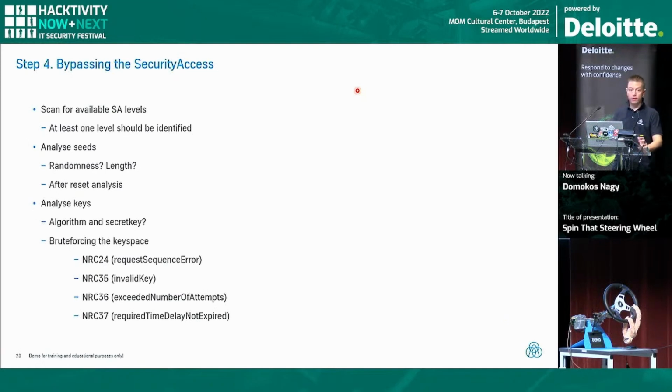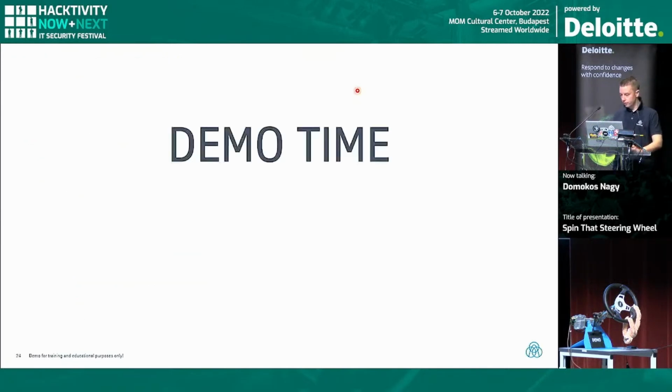So what we need to do is figure out everything about this service. Going to the live demo part, we will try to find out available security levels. We will analyze the seeds, maybe they are random or not, the length, and what the behavior is after a visit. We will do the same on the security keys, the calculated keys. Maybe we need to brute force the key space, and as we have Google and the standards, we know all of the NRCs, so everything can go wrong, but NRC will help. This is the demo time.